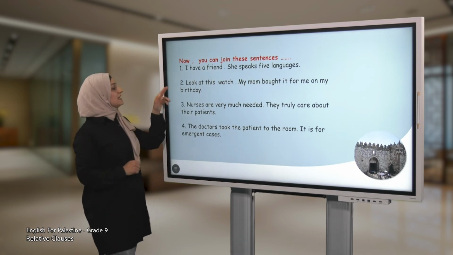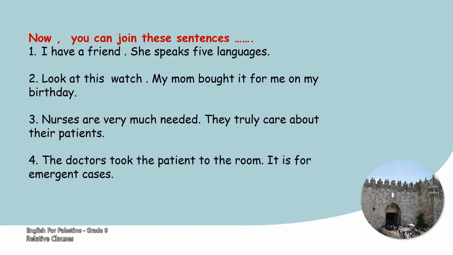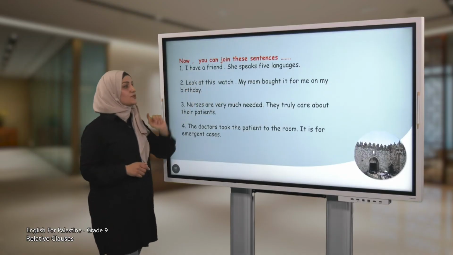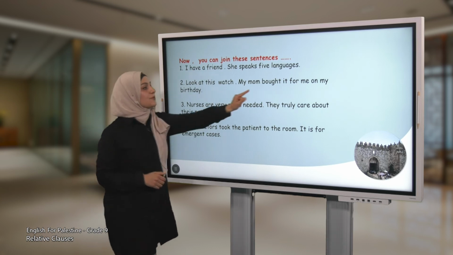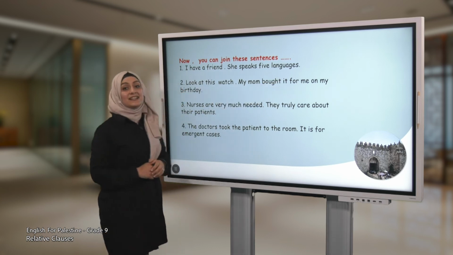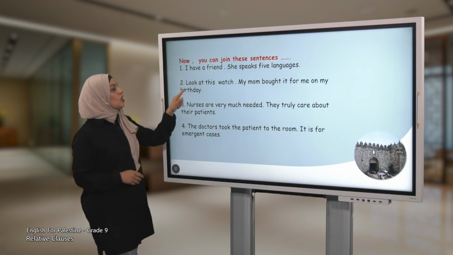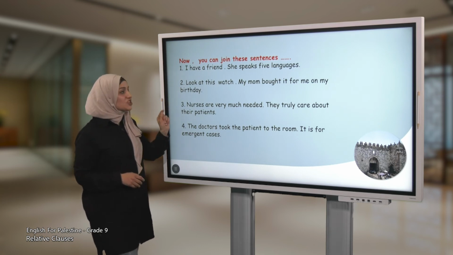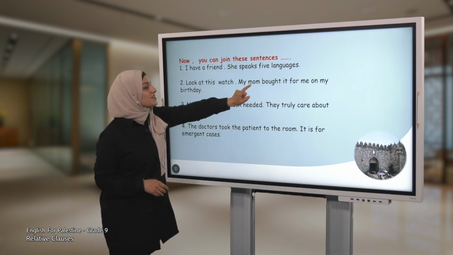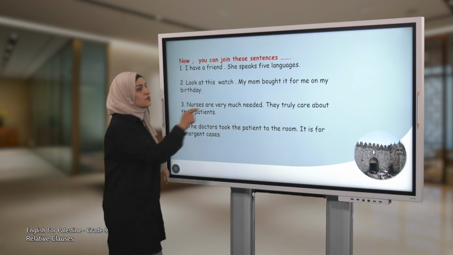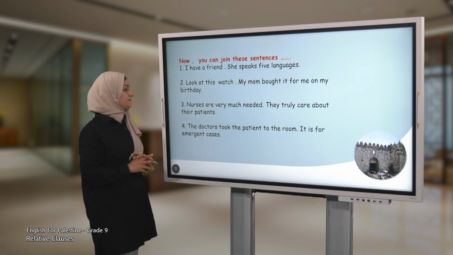Very good. Let's look at the second example. Look at this watch. My mom bought it for me on my birthday. Where is the pronoun in the second sentence that refers to the first sentence? It is the pronoun "it", and it's an object pronoun. So we say, look at this watch which my mom bought for me on my birthday. Never forget to delete the pronoun.